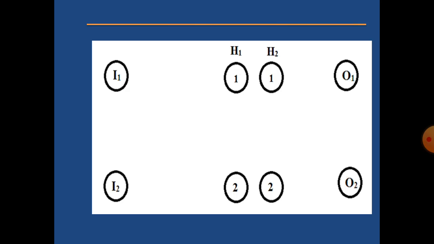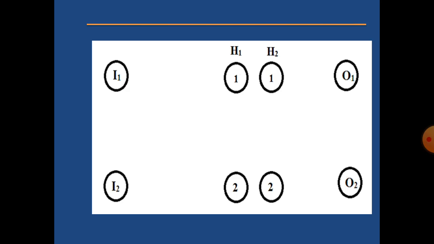See here, we have one input layer, and we have two input neurons or two input units. H1 is one hidden layer, H2 is another hidden layer. In hidden layer H1, we have two neurons, indicated with 1 and 2. Hidden layer H2 is the second hidden layer, and there also it consists of two neurons.